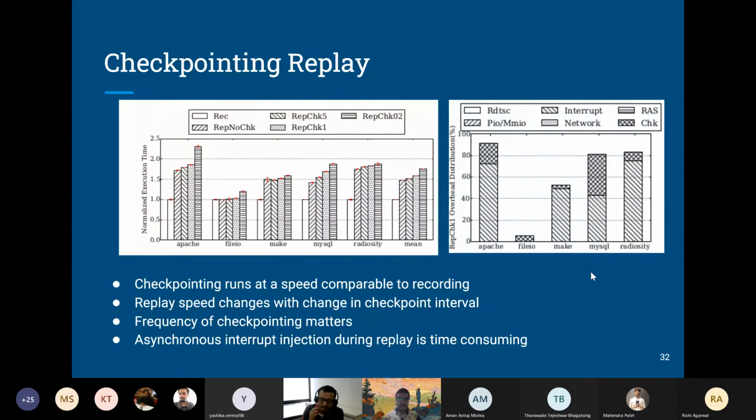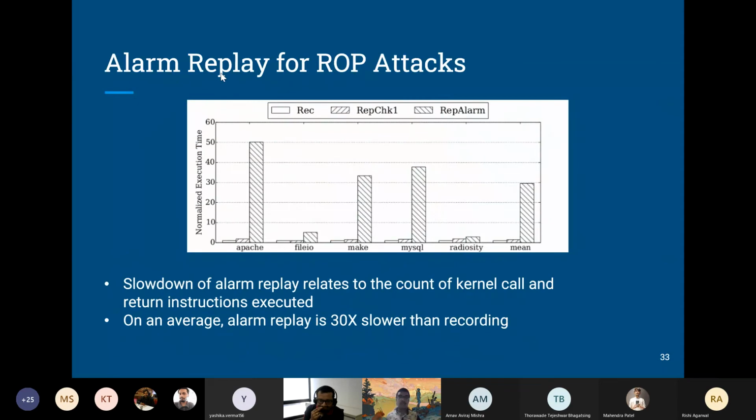And again, some overhead distribution. The important thing is that some asynchronous interrupts actually take a lot of time to replay. Now, what about alarm replayers, which do everything unbounded inside software? So it has a lot of slowdown and overhead as compared to normal recording.